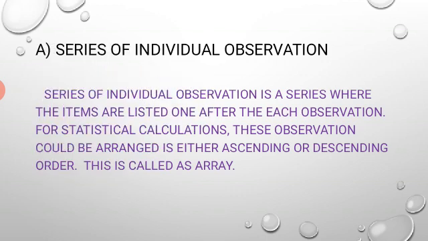Series of individual observation. Series of individual observation is a series where the items are listed one after each observation. For a statistical calculation, these observations could be arranged in either ascending or descending order. This is called an array.